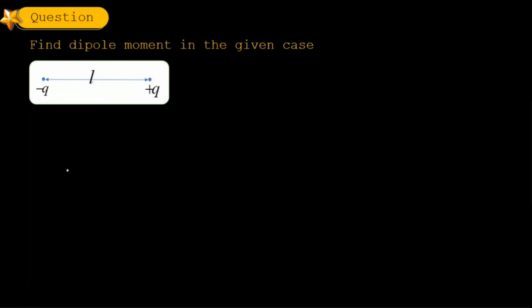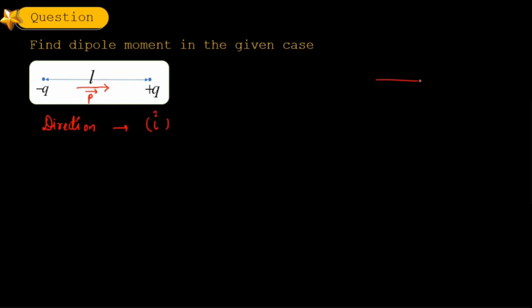So the question is, find the dipole moment in the given case. Now it is pretty simple. First of all, let us try to find out the direction of the dipole moment. As I already told you, dipole moment is always directed from negative to positive charge. So in this case, the dipole moment must have direction negative to positive this way. If we define its direction, it is going to be positive i cap.